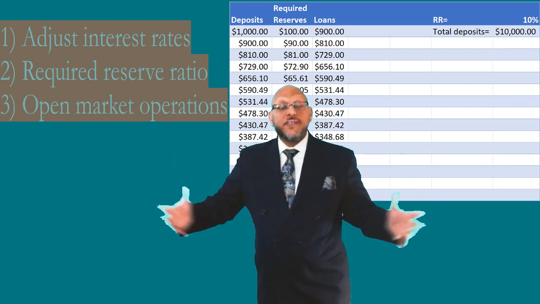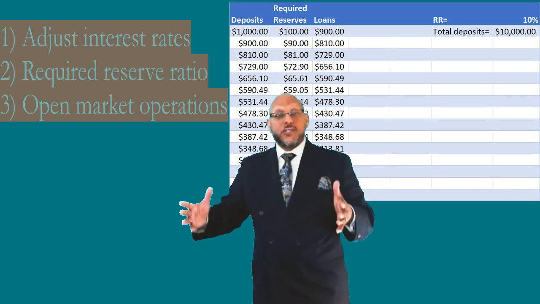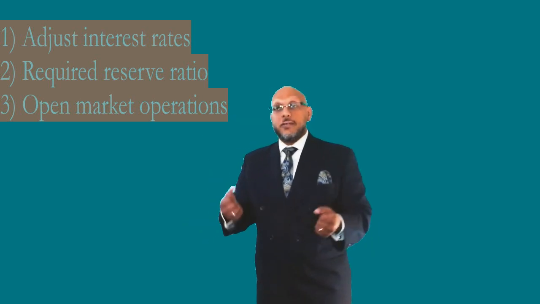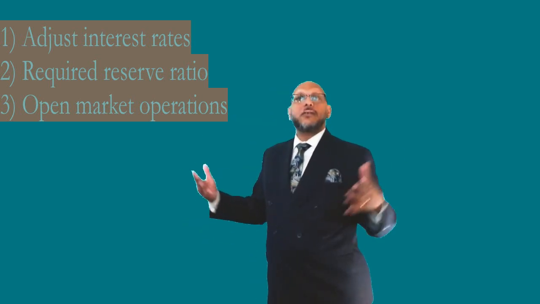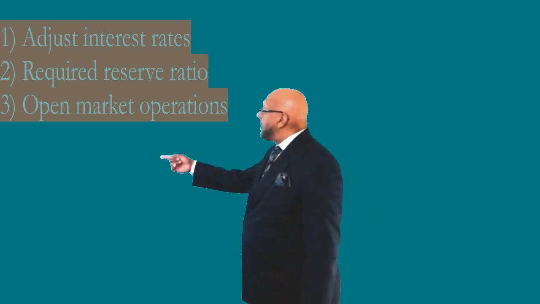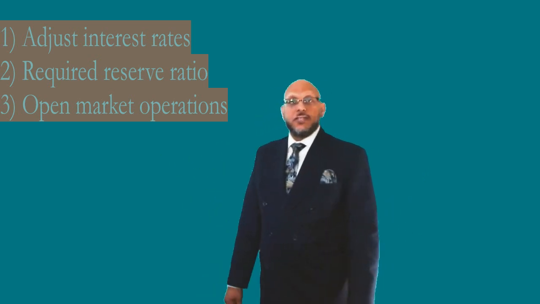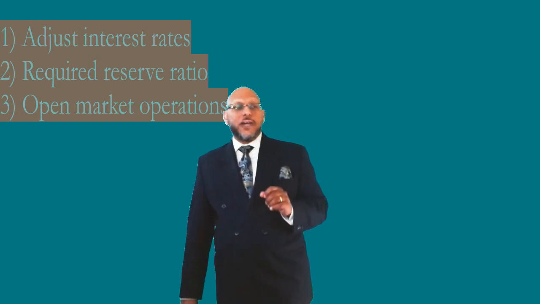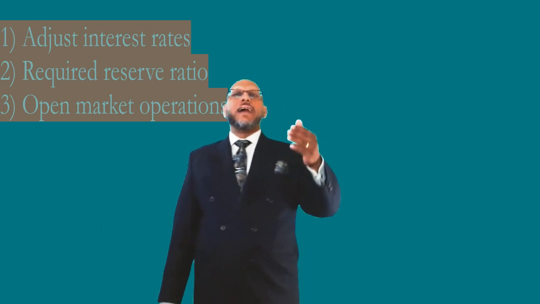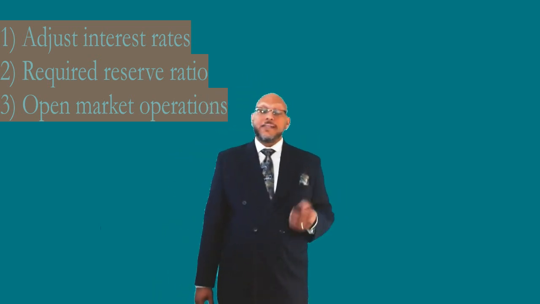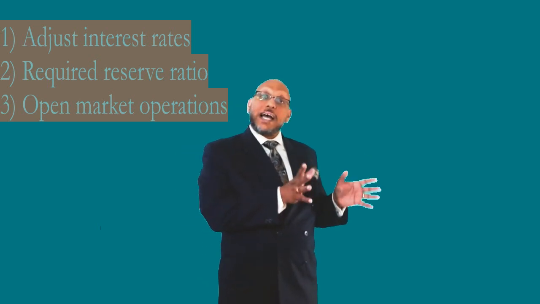More reserves, more money available, interest rates go down, we borrow more. We spend more, GDP goes up. Open market operations is a function of the Federal Reserve where the Federal Reserve buys and sells government bonds. Now, the Federal Reserve is not the government.